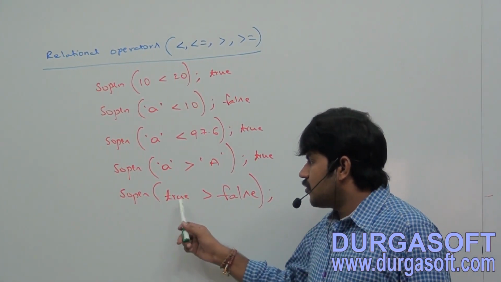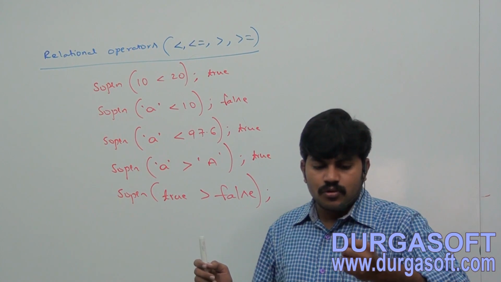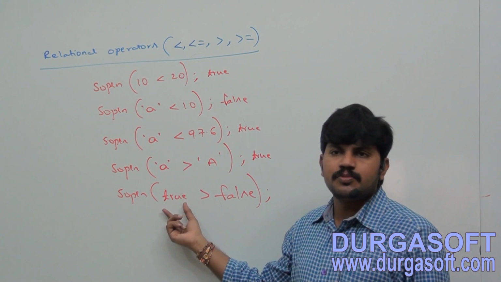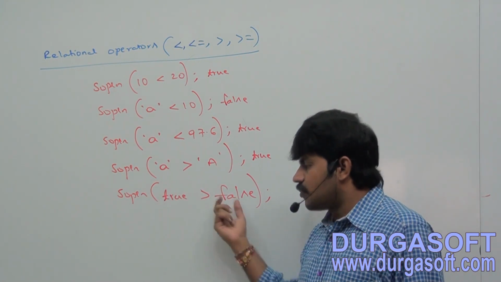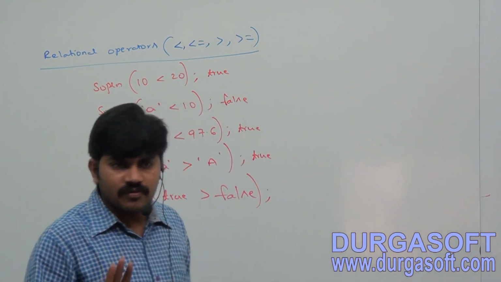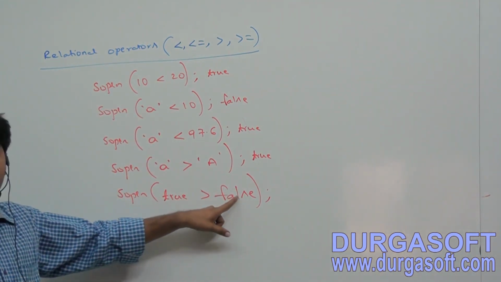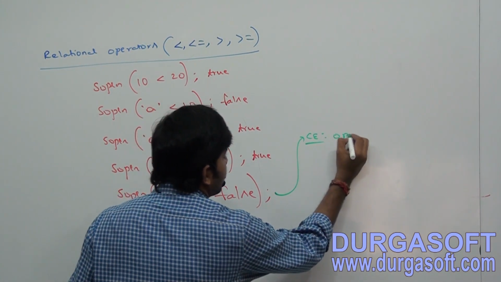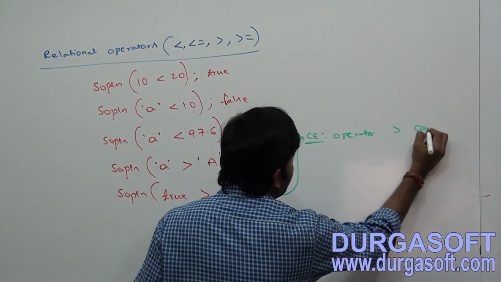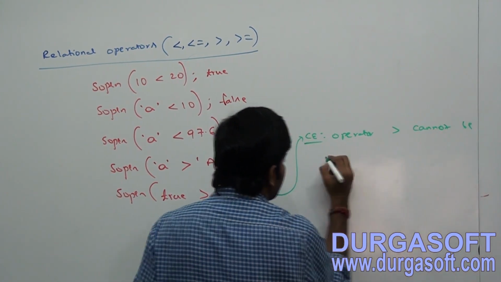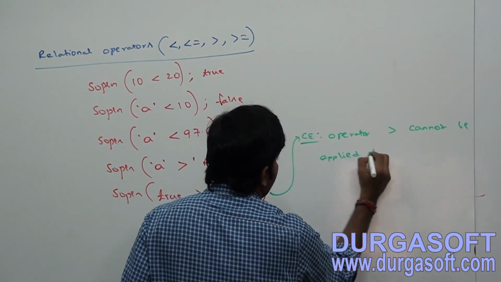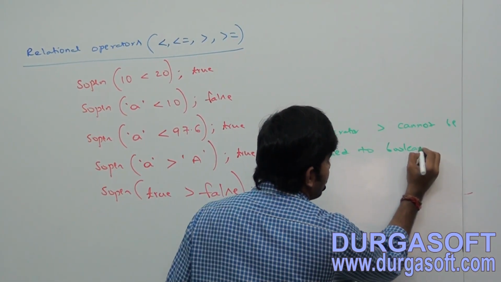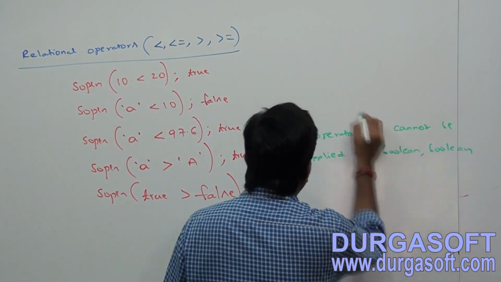Boolean. Sir, the true value and false value are both at the same level. There is no such terminology that one value is bigger than the second value or one value is smaller than the second value. That's why we are going to get a compile time error saying: operator greater than cannot be applied to boolean comma boolean.